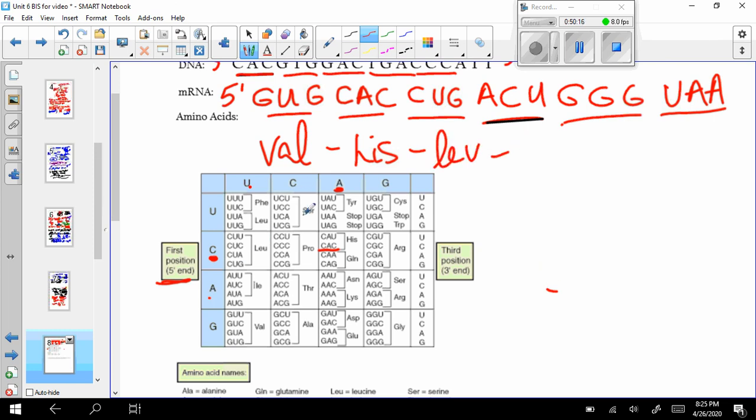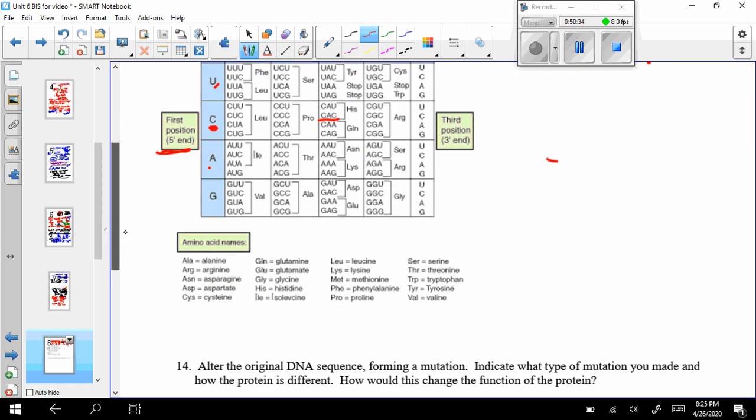And then ACU, threonine, THR. And then GGG, GGG is glycine. And UAA, UAA is a stop. All right, so that's my amino acid sequence.